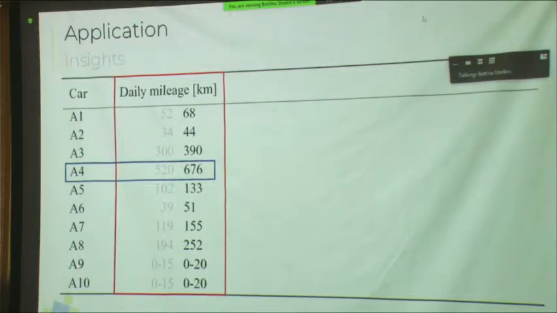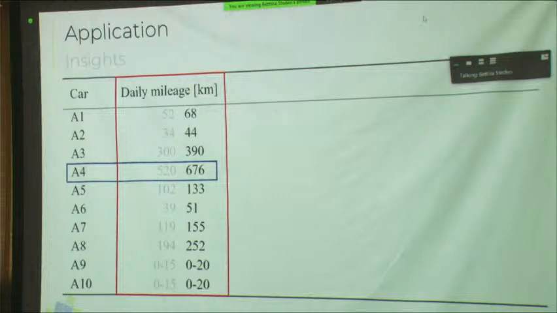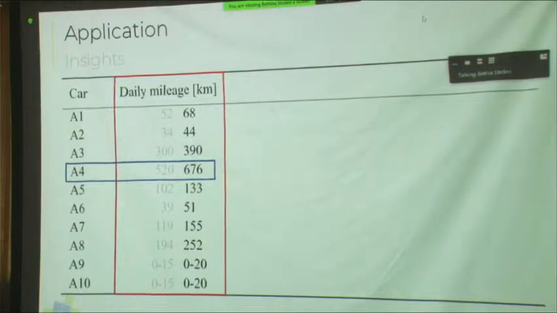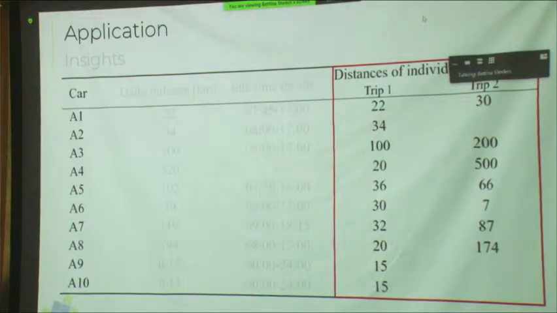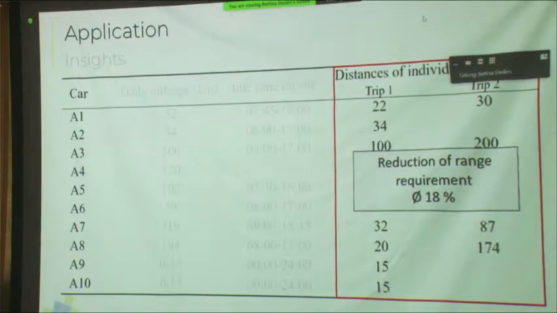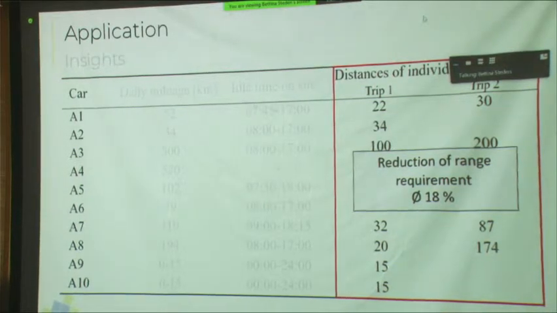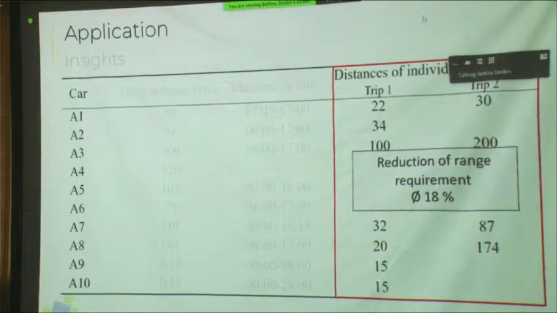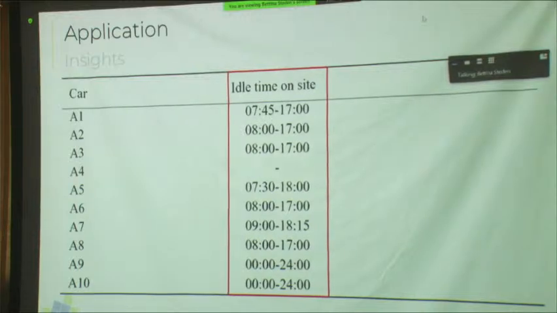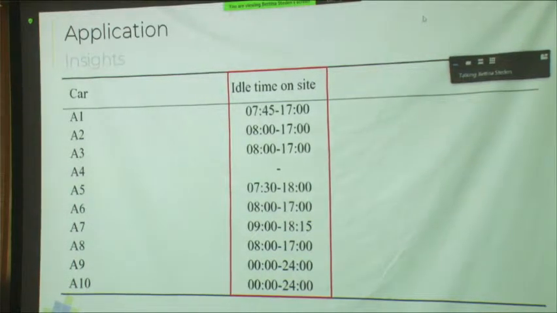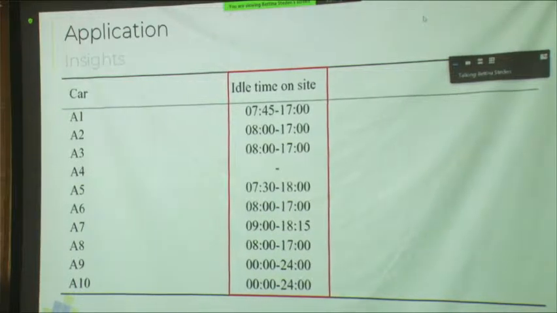But most cars have okay mileage, between 100 and 200 kilometers, and that would be really fine for replacing them. If you look at the distance of individual trips instead, we could reduce the range requirements by 18% for most cars. So there is a possibility, if we have enough time, that we look at the distance of individual trips instead of the daily mileage. And so we have to look at the idle times when the cars are on site, and we can see that our cars are on site most times of the day. So actually taking the distance of individual trips is a valid approach for our use case.